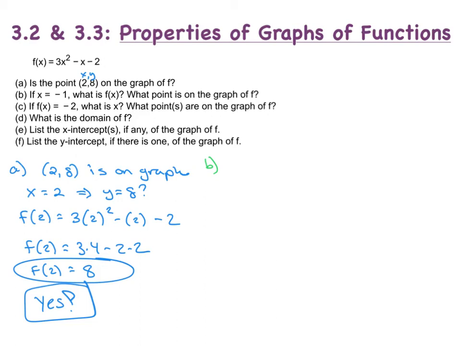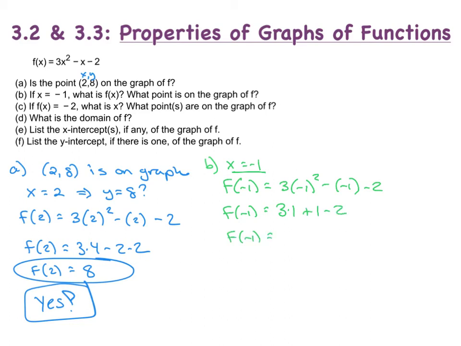Part B says, if x equals -1, what is f of x? And the follow-up, what is the point on the graph of f? So if x equals -1, let's figure that out. F of -1 is 3 times -1 squared minus -1 minus 2, which gives us 3 times 1 plus 1 minus 2, which is 3 minus 1. So f of -1 is 2.